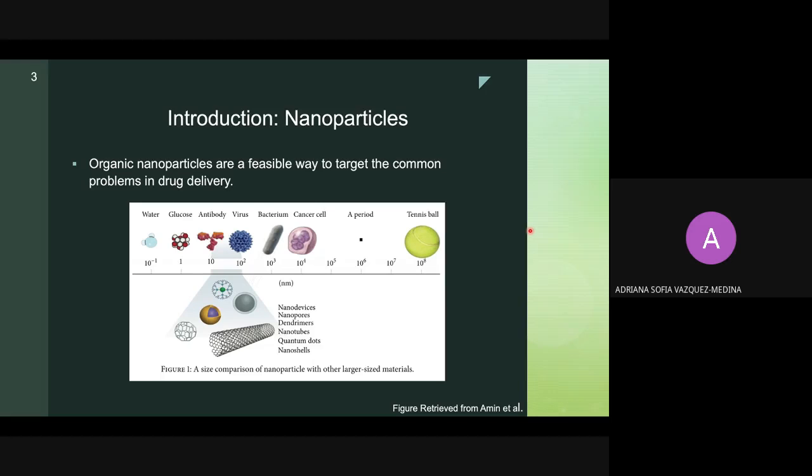Particularly, nanoparticles are a feasible way to target the common problems in drug delivery, for example, the selectivity problem and the targeting. As we can see in the image, nanoparticles can be synthesized as different structures depending on the therapeutic uses that will be given, the materials used to synthesize them, or the methods used. We can have from nanodevices to nanopores to spherical silica porous components to nanoshells, nanotubes. It all depends on the application that will be given to them.